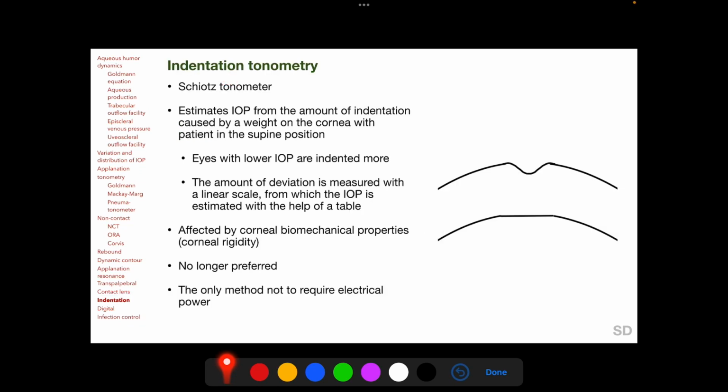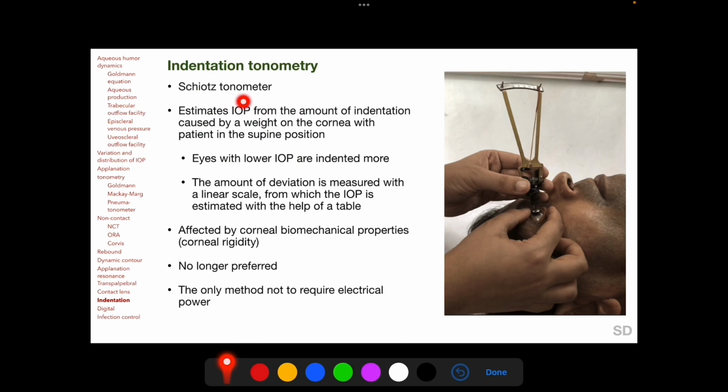Indentation tonometry is typically done with the Schiøtz tonometer. In indentation tonometry, the cornea is curved inwards, in contrast to applanation tonometry, in which the cornea is flattened. So the amount of intraocular volume displaced is more in indentation tonometry than in applanation tonometry. The Schiøtz tonometer is an indentation tonometer which estimates intraocular pressure from the amount of indentation of the cornea caused by a weight on the cornea with the patient in the supine position.